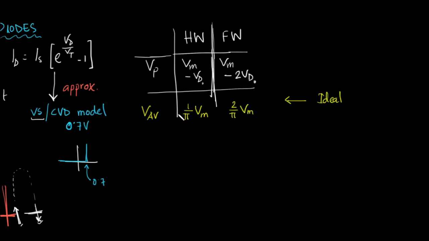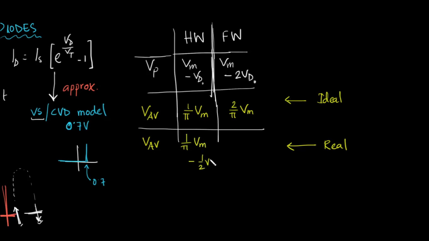So if we use real diodes, V average is 1 by pi Vm minus 1 by 2 Vd naught for a half wave rectifier, and for a full wave rectifier 2 by pi Vm minus 2 Vd naught.